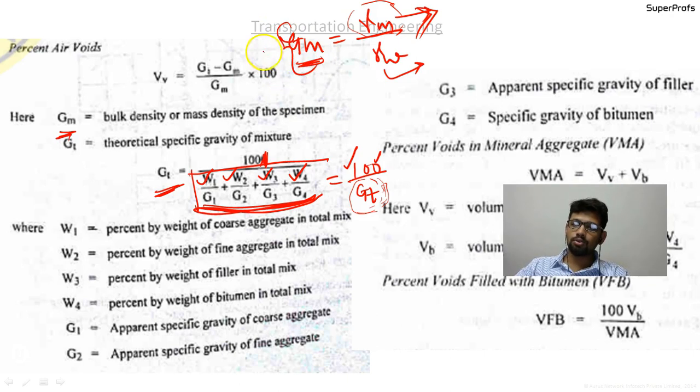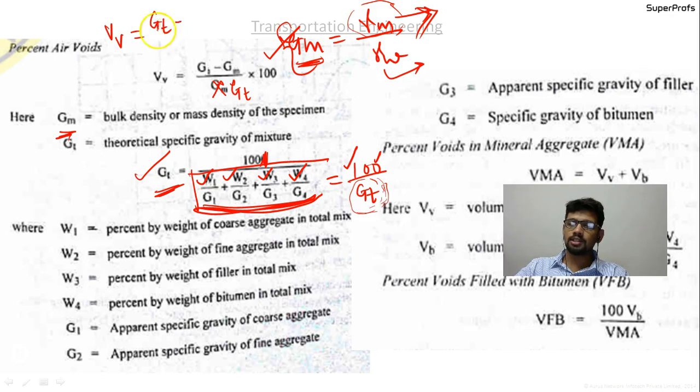Now you are aware of the GM value as well as the GT value. Just substitute it in this formula. It should be GT in the denominator. So percentage air voids equal to GT minus GM upon GT into 100.